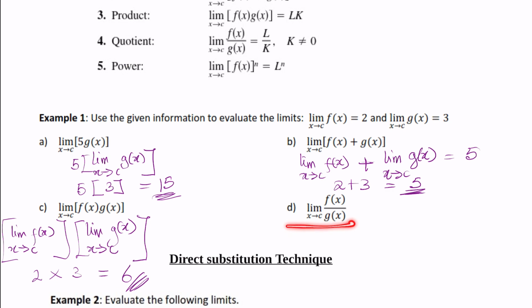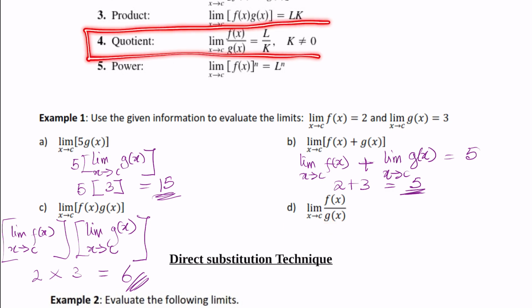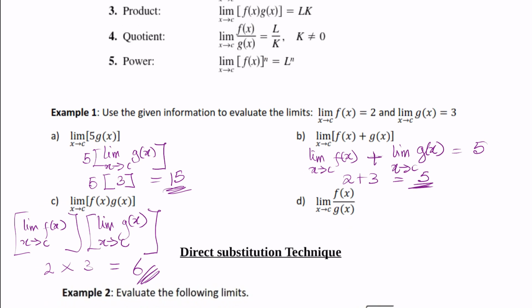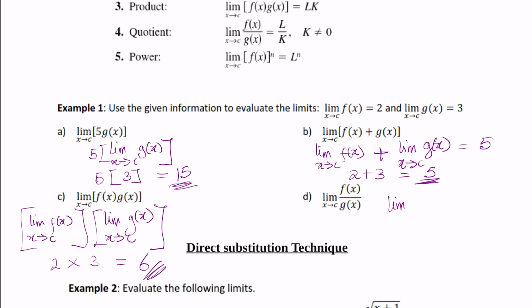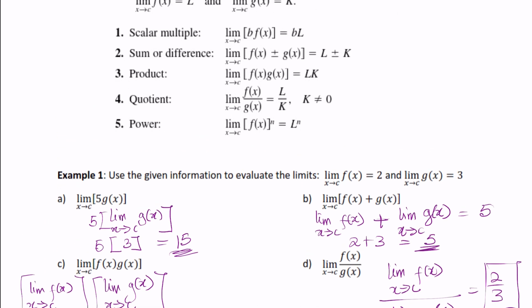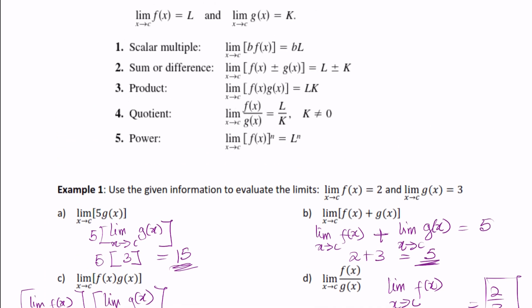Question D. We're going to use this rule, which is the quotient property, to solve this. So we are going to have the limit of f of x as x approaches c divided by the limit of g of x as x approaches c. And this will give us 2 over 3. So this is how to use the properties of limits to evaluate the following questions.